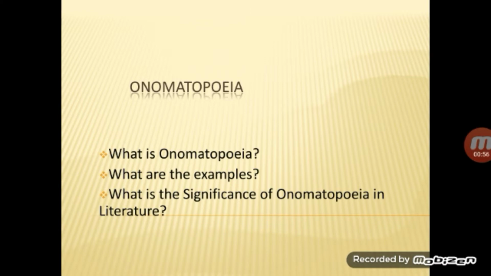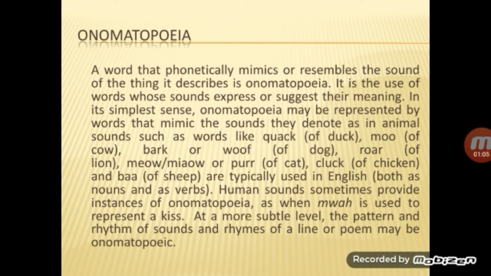may be onomatopoeic. A word that phonetically mimics or resembles the sound of the thing it describes is onomatopoeia. It is the use of words whose sounds express or suggest their meaning. In its simplest sense, onomatopoeia may be represented by words that mimic the sound they denote, as in animal sounds such as words like quack of duck, moo of cow, bark or whoop of dog, roar of lion, meow or purr of cat, cluck of chicken, and baa of sheep are typically used in English both as nouns and verbs.